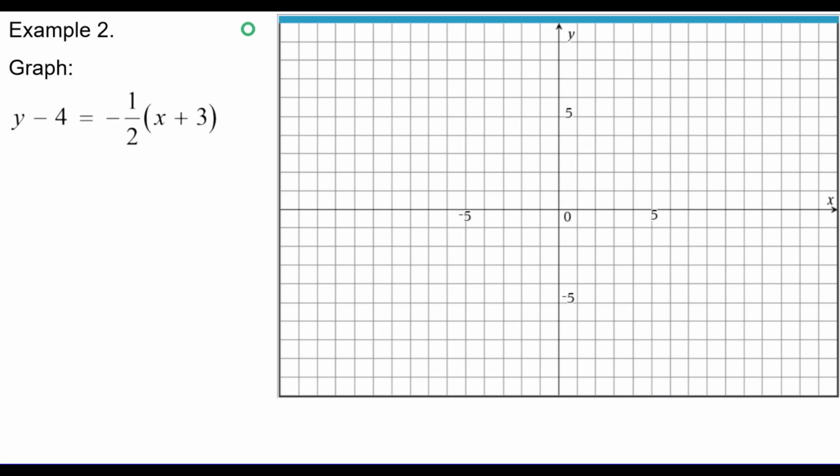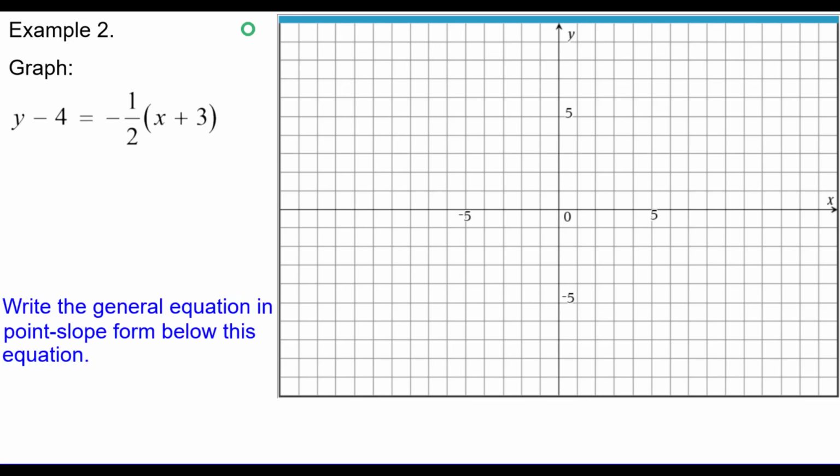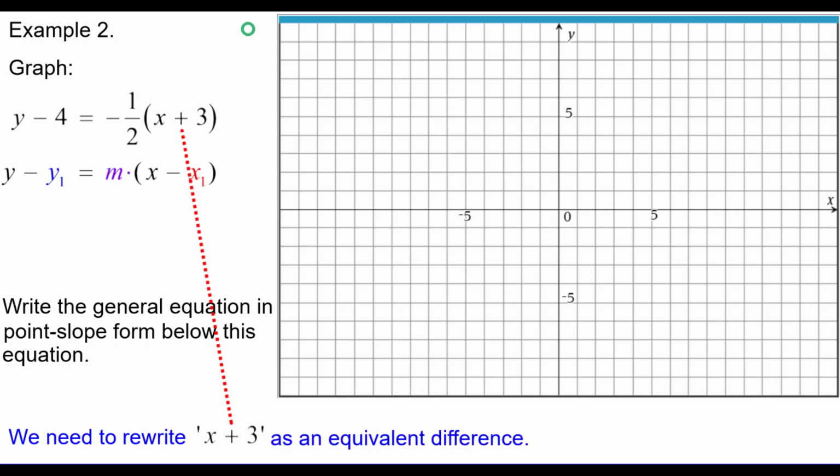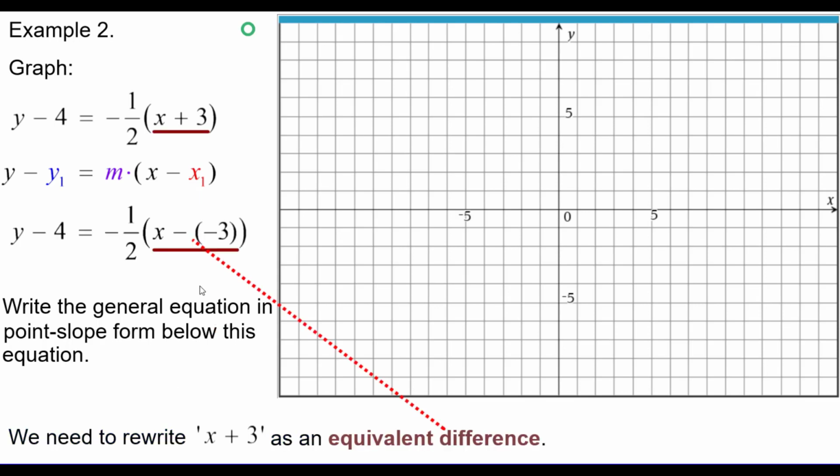Second example, we want to graph y minus 4 equals negative 1/2 times the quantity of x plus 3. Again, we write the general equation below this one. But before we do that, we need to rewrite the quantity of x plus 3 because it's not a difference. We need to write it as an equivalent difference, as a subtraction expression. And that would be the quantity of x minus negative 3. Those two expressions are equivalent forms.